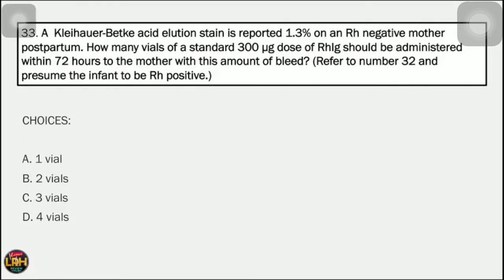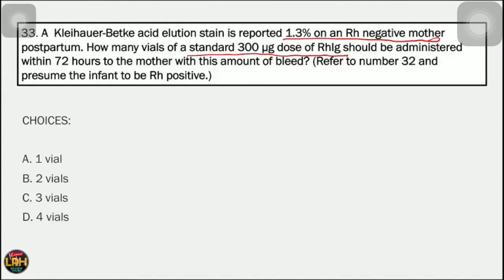Number 33. A Kleihauer acid elution stain is reported to be 1.3% on an Rh-negative mother postpartum. How many vials of a standard 300 microgram dose of RHIG should be administered within 72 hours to the mother with this amount of bleeding?